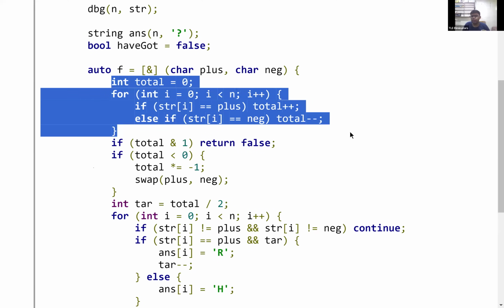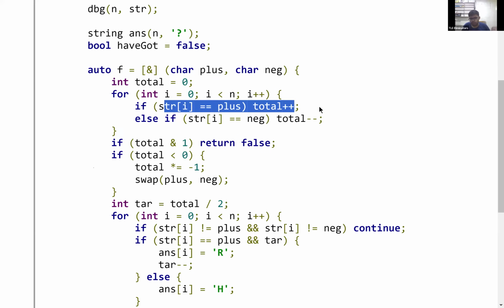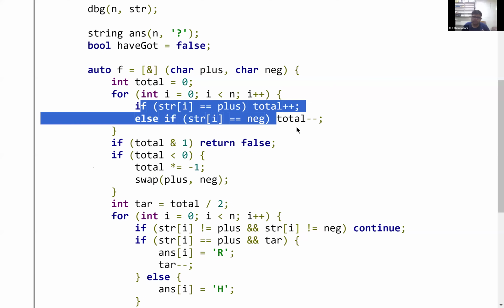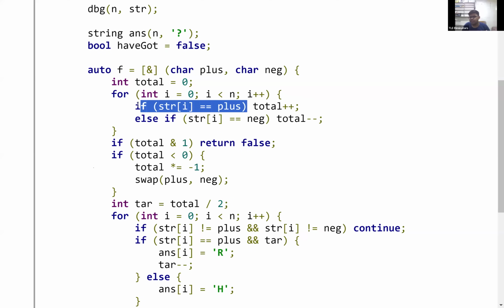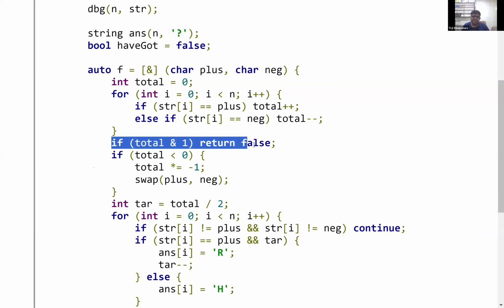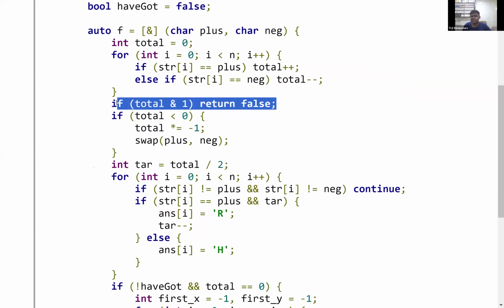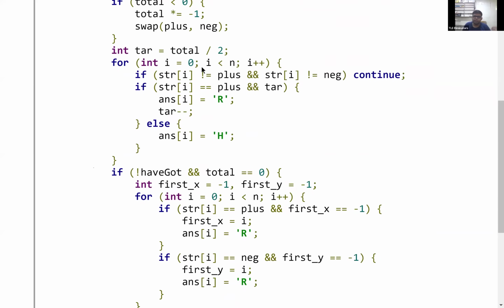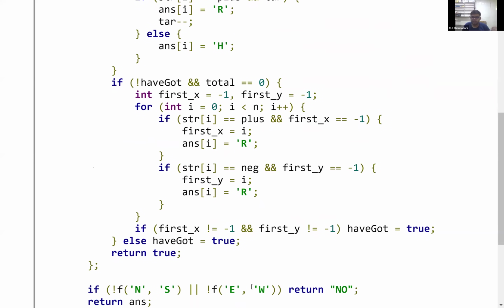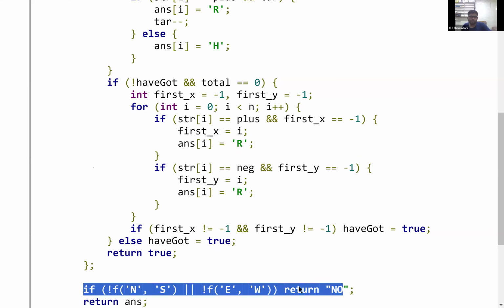Here, I'm counting the number of times this east west or north south pair is coming up. So whenever I see an east guy, I increment the total count, and in the other case, I decrement the total count. And in case the total is odd, then we know that we have to print no. So for this, I just returned a boolean from this function, and at the place where I called this function, I wrote it in a way that in case the function fails, then I will return no.